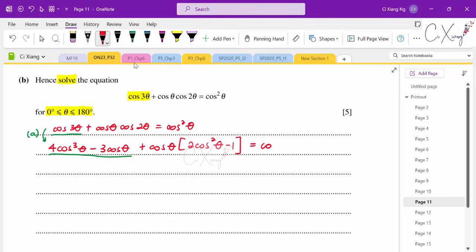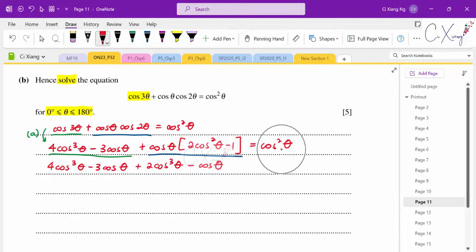Then it equals cos square theta. So again, I try to make my whole equation in terms of cos theta. Okay, if I try to label it, this one should be something here. Then I simplify my equation, multiplying the cos theta into the equation. For the right hand side, I move this term over, becoming negative cos square theta equals 0.